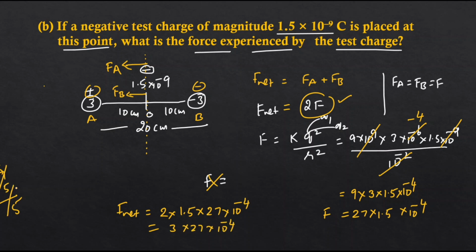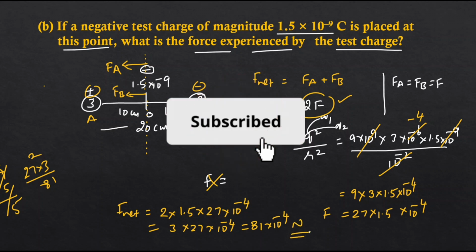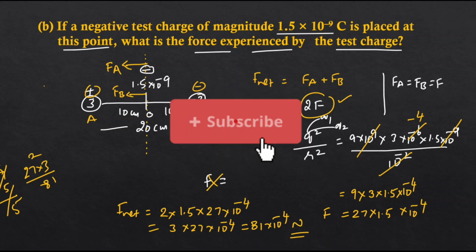Now I am multiplying 27 into 3. 3 7s are 21, 3 2s are 6 plus 2, 8. So we are getting the answer 81 into 10 to the power of minus 4 newtons. This is the answer. Thank you.